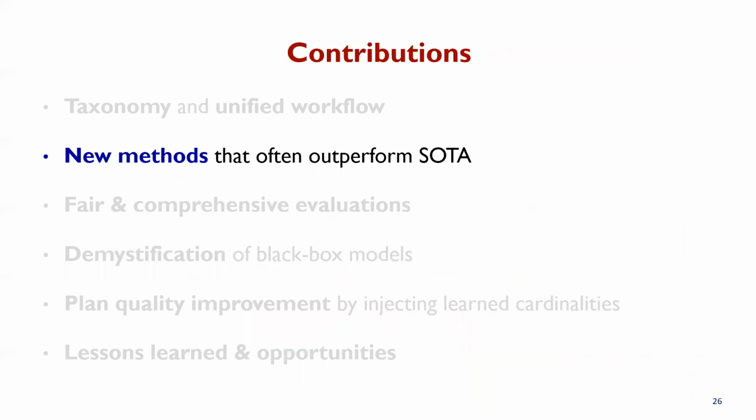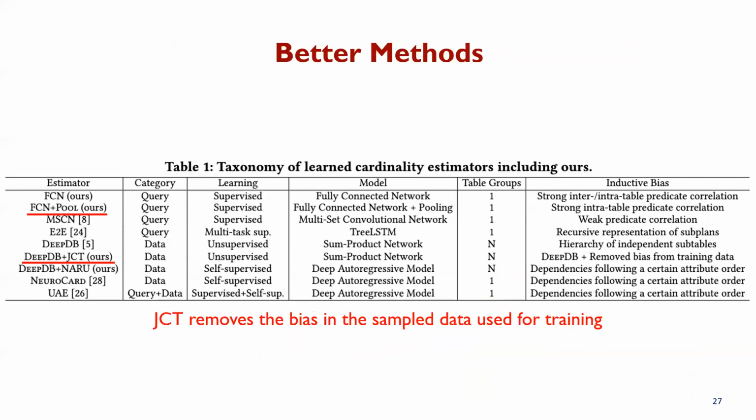And here are some better methods. As explained before, FCN plus pool often outperforms other query-driven methods. In DeepDB plus JSP, this JSP part removes the bias in the sample data, which is used for training. And training on this unbiased data generates more accurate models.